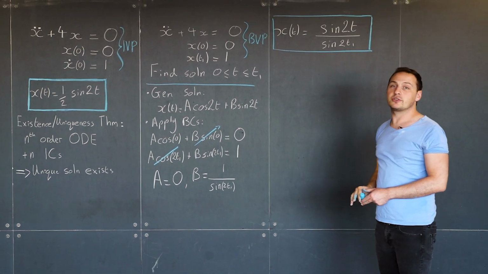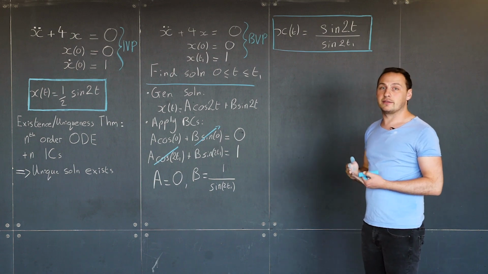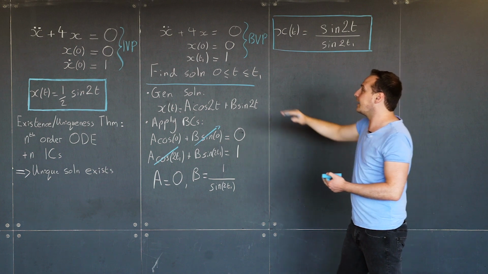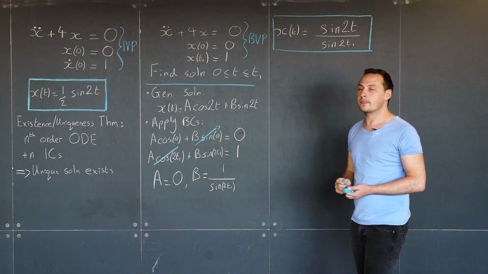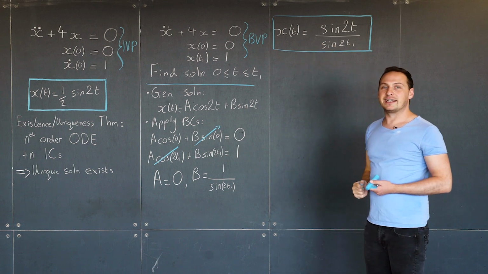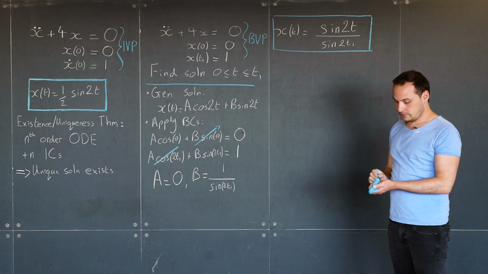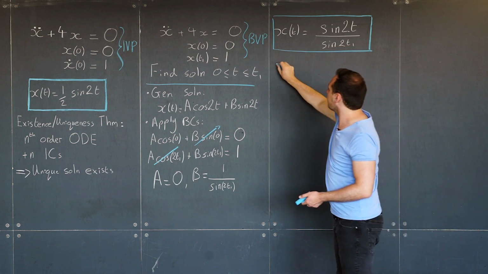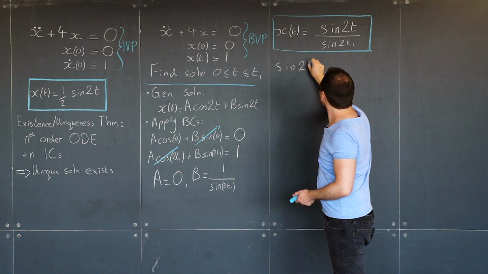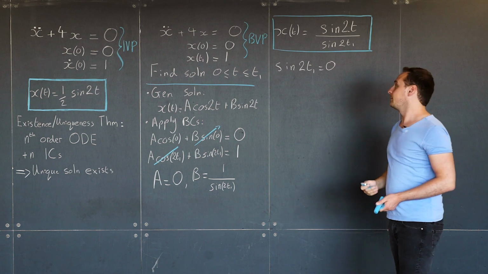Now that we have the solution, we could use this, for example, to find the initial velocity that we would need to supply to our mass in order that it passes through the point x equals 1 at some time t equals t1. But let's have a look at this solution in a little bit more detail. In particular, let's look at the denominator. Notice that if sine of 2t1 is equal to 0, then this expression doesn't make any sense.